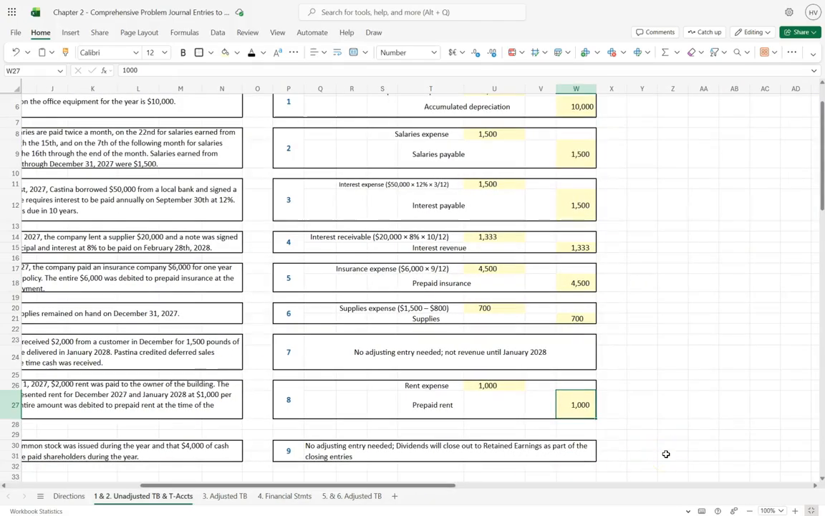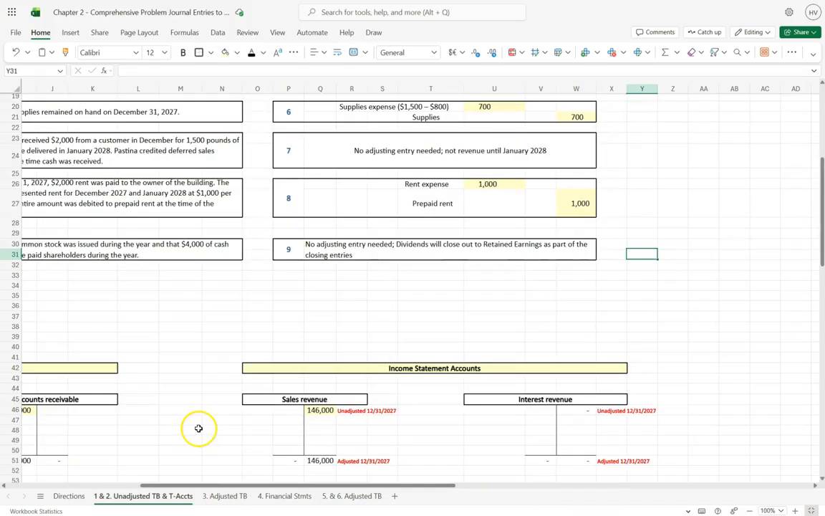that will actually be part of our closing entry, and we'll close that out to retained earnings, and we'll see that in future videos when we do our closing trial balance. So this is going to be the end of video 1, and we're going to continue with our adjusted trial balance on video 2.